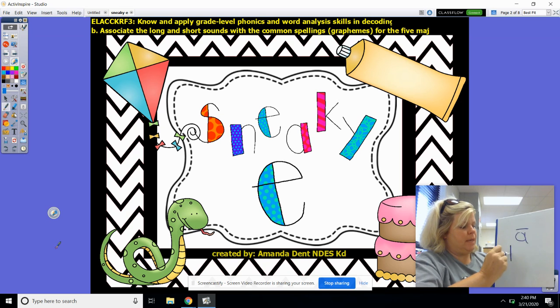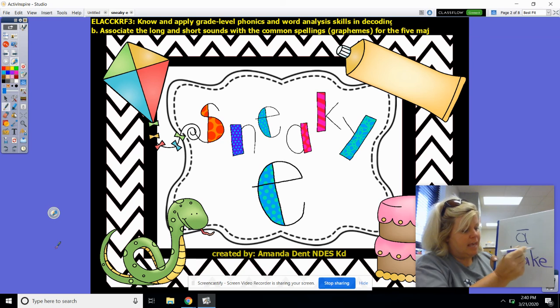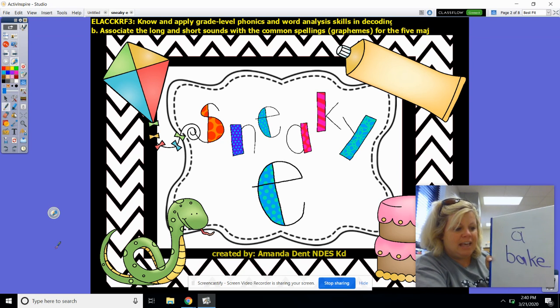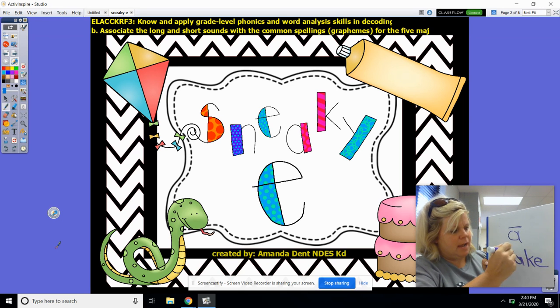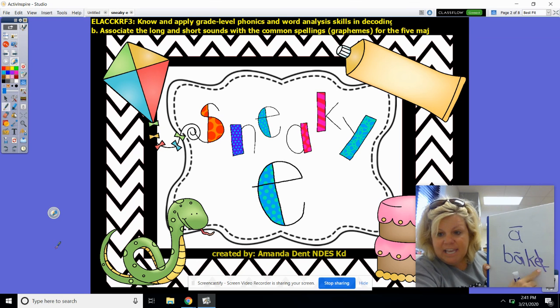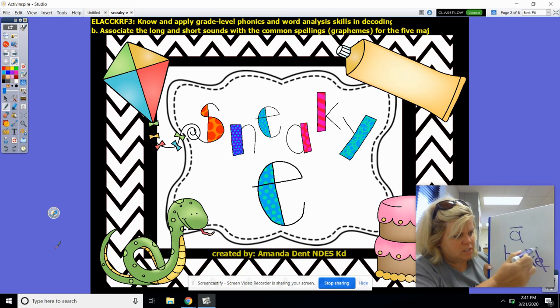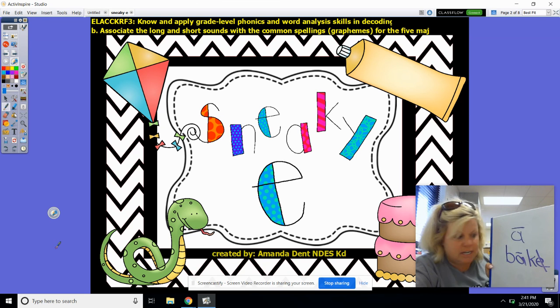Okay? Let's look at this word. B-A-K-E. Echo the word bake. Bake. Now look at this word. Tell me what letter you see that might make the A sound. Yes, it's right here. Now, let's cross out that sneaky E because the E doesn't make a sound at all. That E is just so sneaky that it sneaks up on that A and it scares it. It startles it. So it makes that A scream its name. Bake. That's how you would code the word bake.